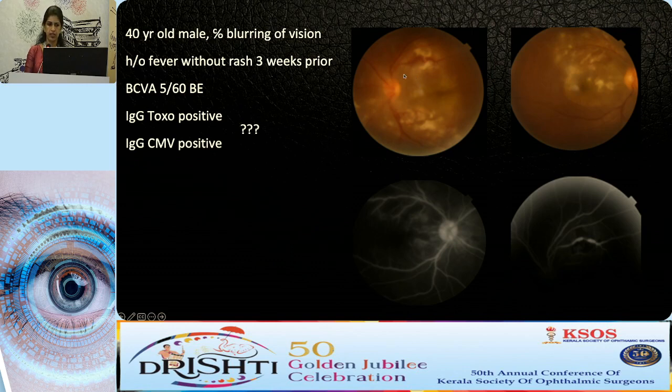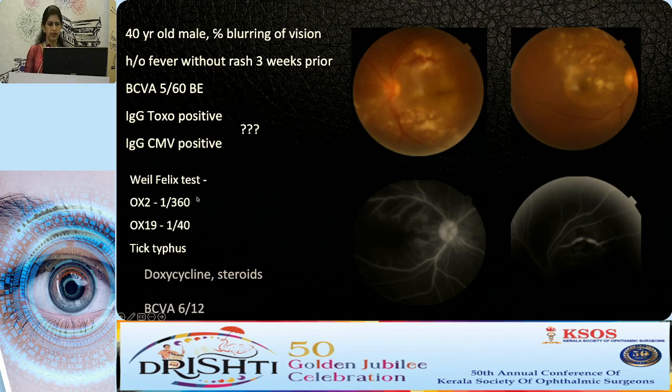So here you can see that there are multiple retinitis lesions. There is an associated vasculitis. The patient being from an area endemic for typhus, we went in for the Weil-Felix test and it was positive. The patient was started on doxycycline and steroids and his vision improved to 6/12 within 10 days.